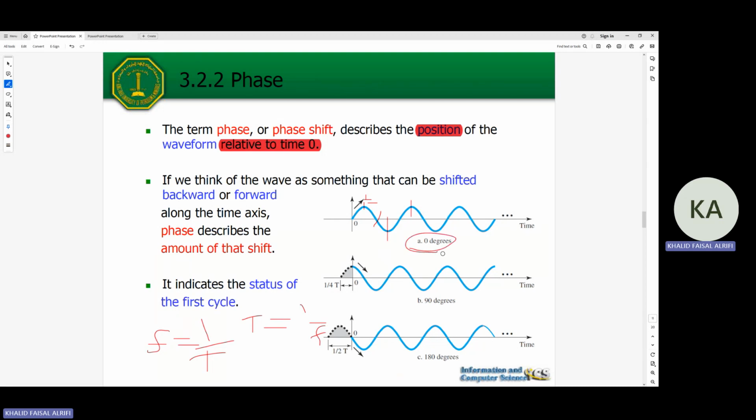So the first one is 0 degree. Here you have 90 degree, the second position. The third position we have 180 degree.